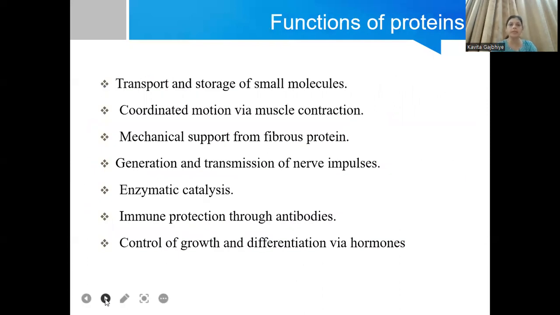Now the functions of protein. Proteins play a very important role in our daily life. A few functions we can take are transport and storage of small molecules, coordinated motion via muscle contraction, mechanical support from fibrous proteins, generation and transmission of nerve impulses, enzymatic catalysis, immune protection through antibodies, and control of growth and differentiation via hormones. All these play a very important role in the functioning of our body.